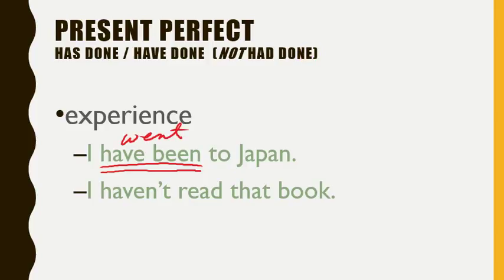When would you say I went to Japan? You would have to say I went to Japan last year. You have to specify when that happened. If you don't do it and you want to just say the experience of going to Japan, you've been there and you know about it, then you say I have been to Japan.